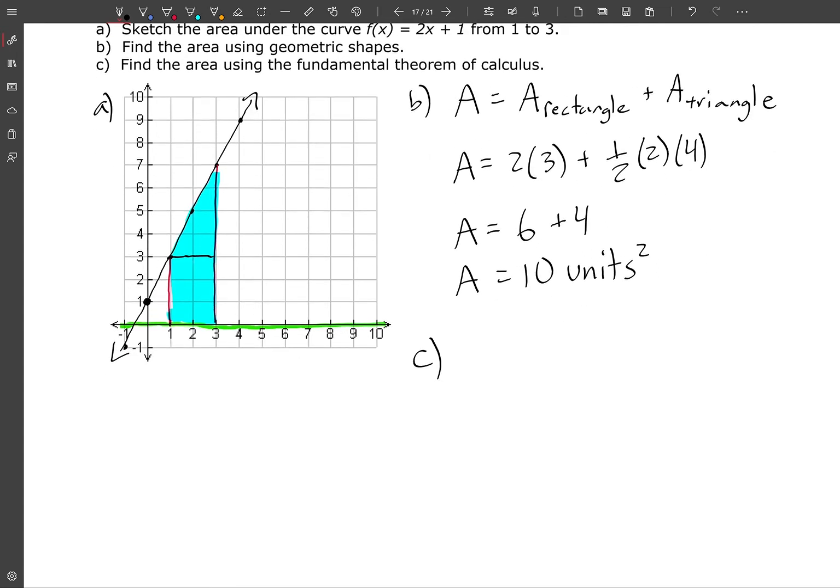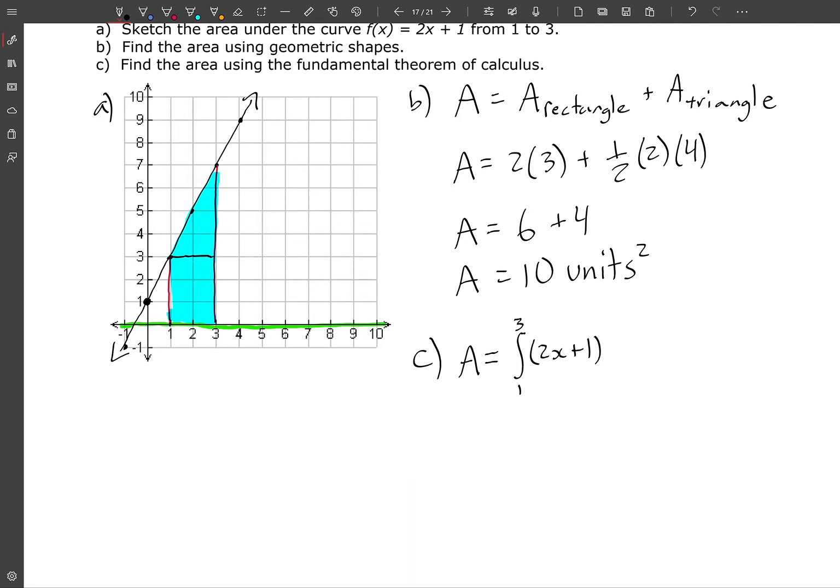Now, part C, let's take the integral of this, using the fundamental theorem of calculus. This is going to tie us back to when we learned that. Normally I would have taught you this first, but because things are weird and our time was limited, I had to rearrange things. But part of the fundamental theorem of calculus links the definite integral with the area under the curve.